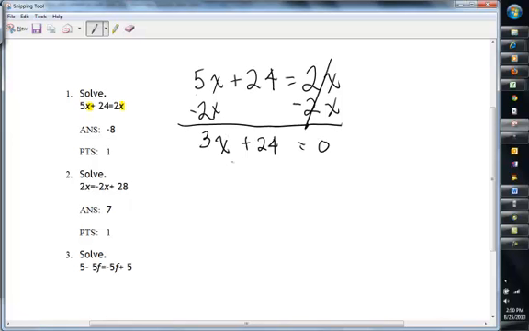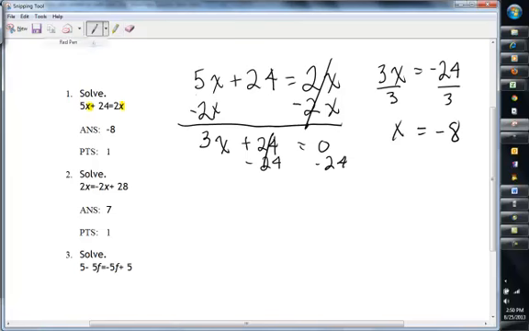Our goal is still to get the x all alone, so we're going to subtract 24 from both sides, and we get 3x, these cancel, equals negative 24. Divide both sides by 3, and we get x is negative 8. Second equation, 2x equals negative 2x plus 28.